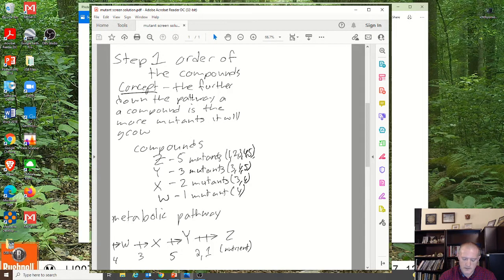So that, again, the concept we're going to use is the farther down the pathway a compound is located, the more mutants it will grow.